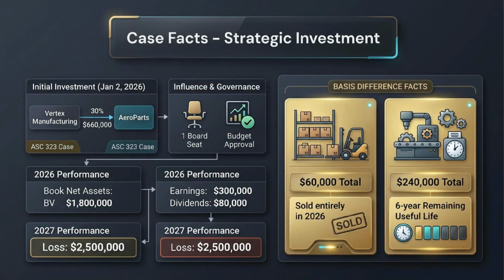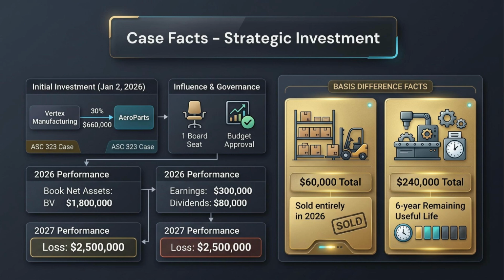Now we enter the integrated case. Vertex Manufacturing buys 30% of AeroParts for $660,000 on January 2nd, 2026. Vertex receives one board seat and participates in budget approval. AeroParts has booked net assets of $1,800,000, earns $300,000 in 2026, pays $80,000 of dividends, and reports a $2,500,000 loss in 2027.